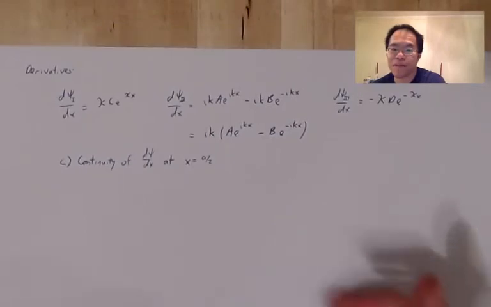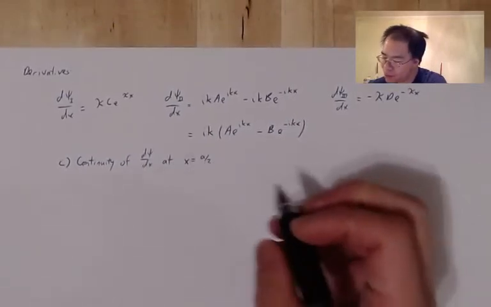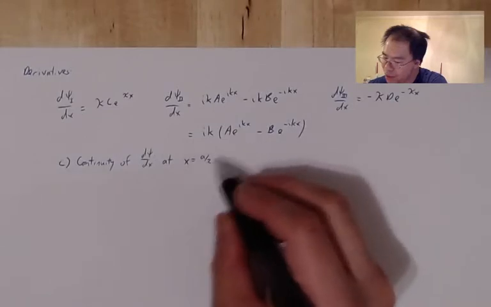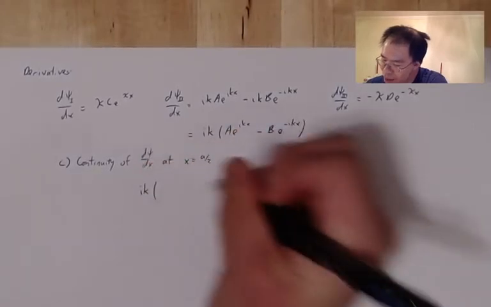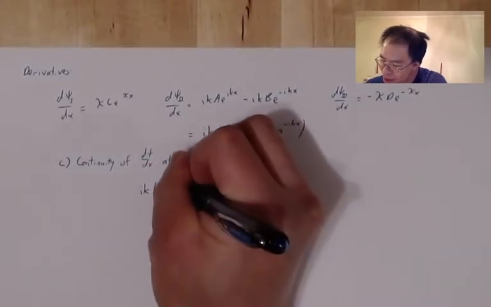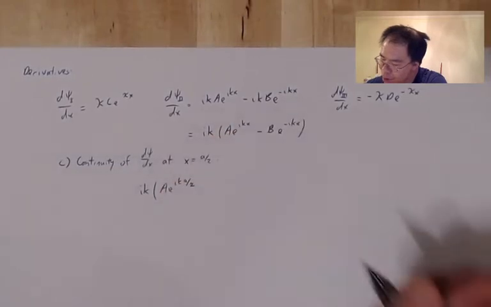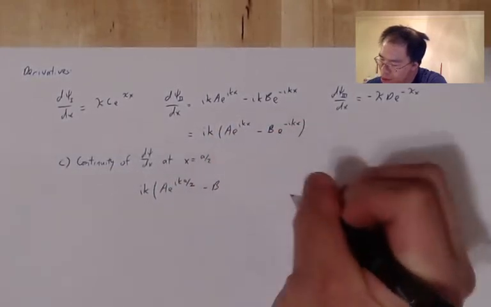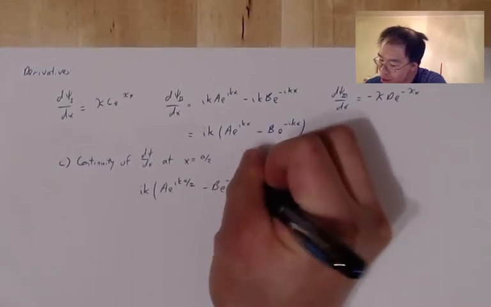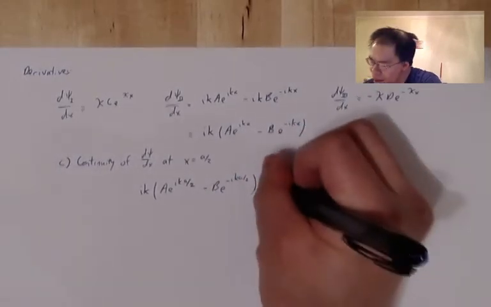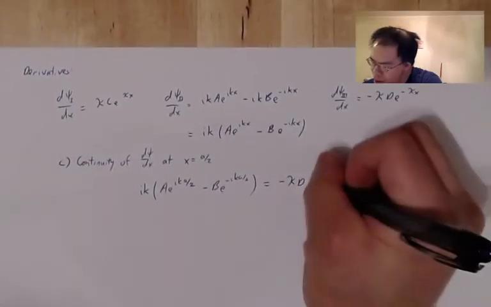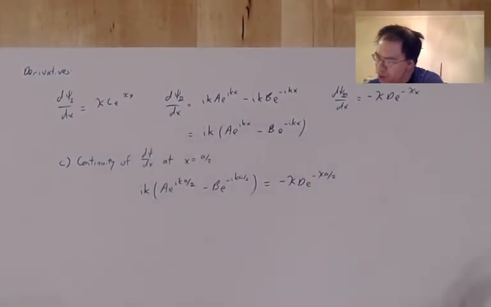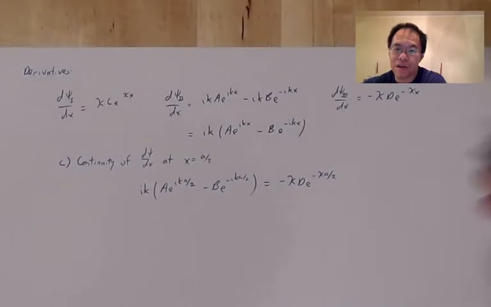Right, so I'm looking at regions 2 and 3. So let's plug in a over 2 here. And that gives me ik quantity a e to the ika over 2 minus b e to the minus ika over 2 equaling, in region 3, minus kappa d e to the minus kappa a over 2. Let's call this equation 3.